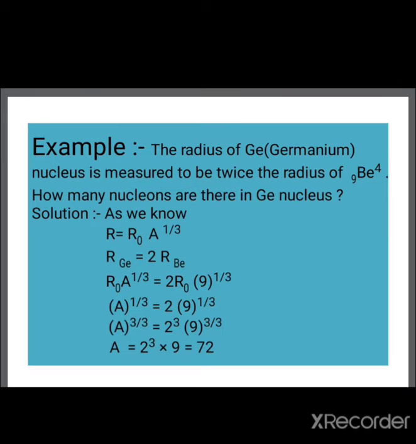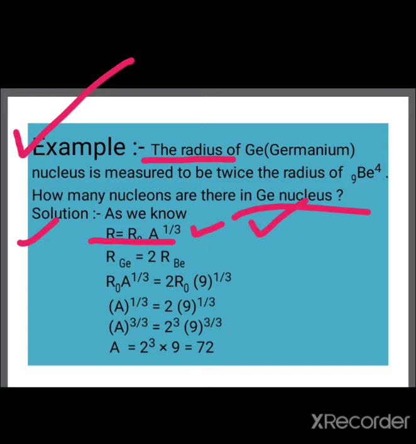Further, here's the next example for the topic nuclear size: if the radius of germanium nucleus is measured to be twice the radius of barium, how many nucleons are there in the germanium nucleus? So here's the solution. As we know the formula that I have already discussed in the previous video and in the previous slide of this lecture, R = R₀A^(1/3). According to the question, the radius of germanium is twice the radius of barium. So we have written this.